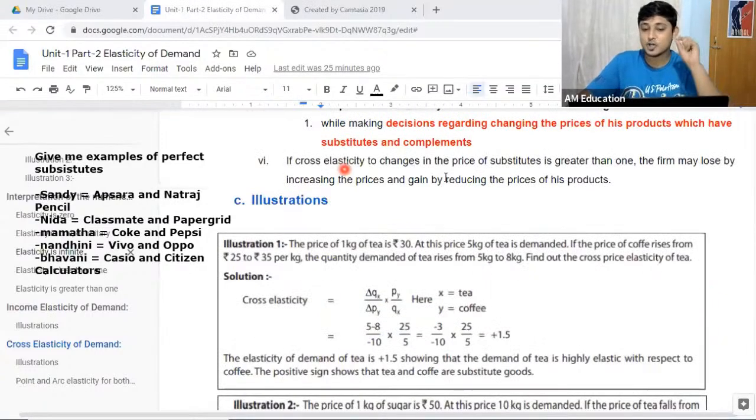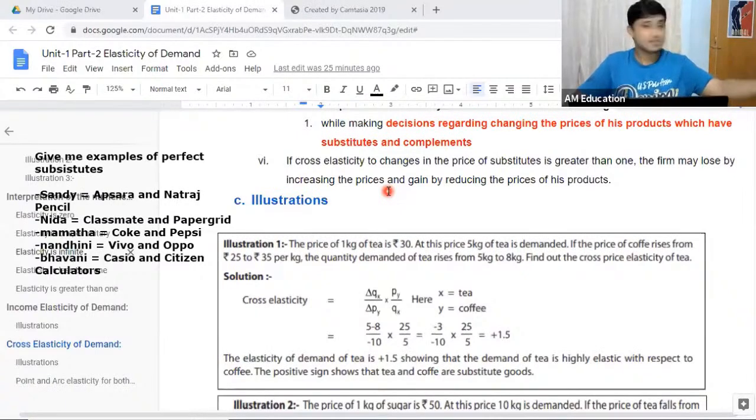If cross elasticity to the change in price of substitutes is greater than 1, the firm may lose by increasing the prices and gain by reducing the price of its product. So what is it telling? If the elasticity to the change in the price of a substitute is greater than 1, it is positive now. You remember? And higher the positive number, closer the substitutes are. You remember? Greater the number, closer the substitutes. Right? What is he telling? If cross elasticity to the change in price of the substitutes is greater than 1, the firm may lose by increasing the prices.